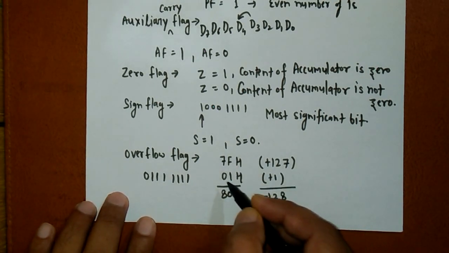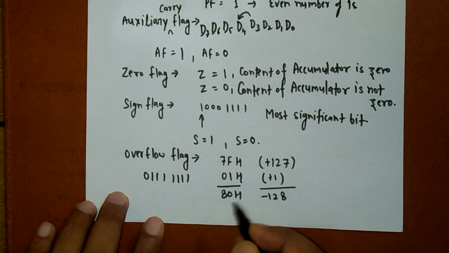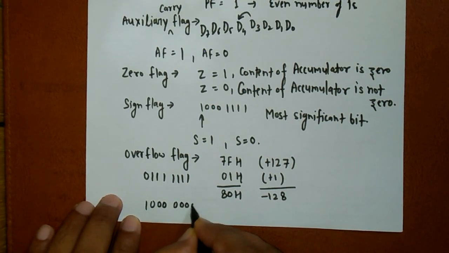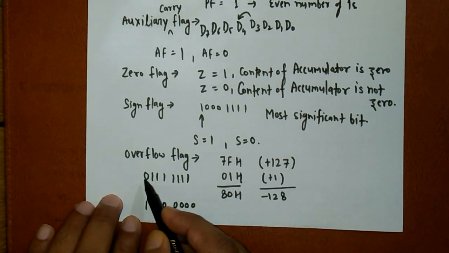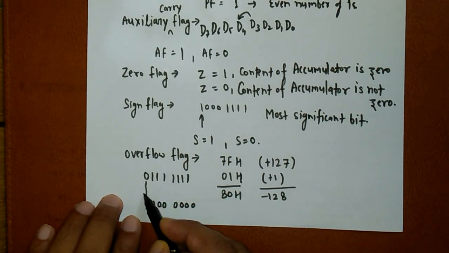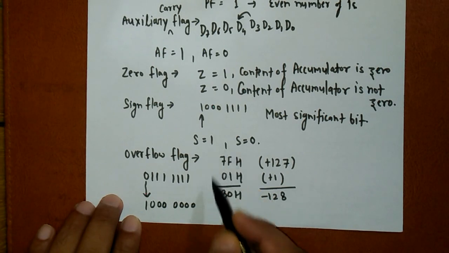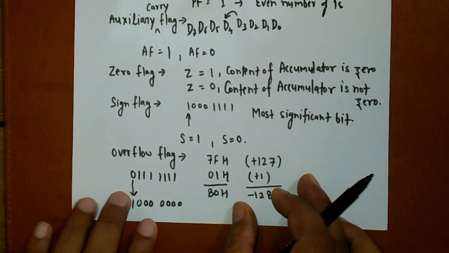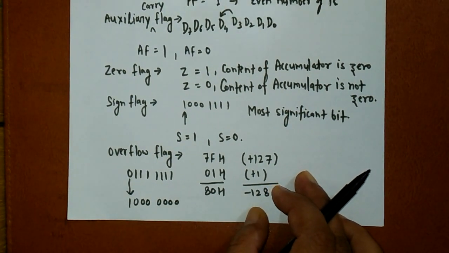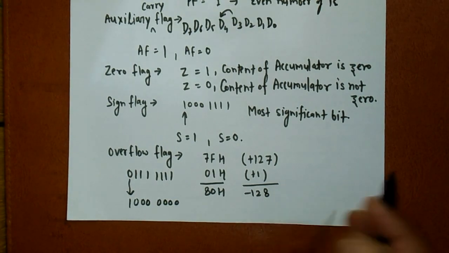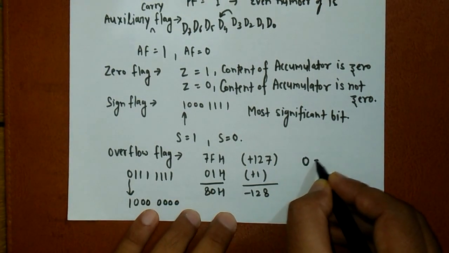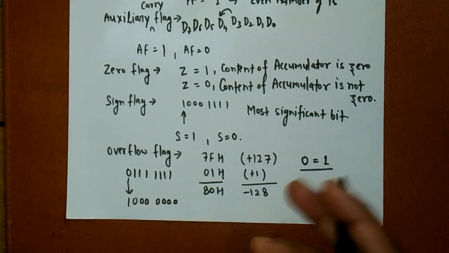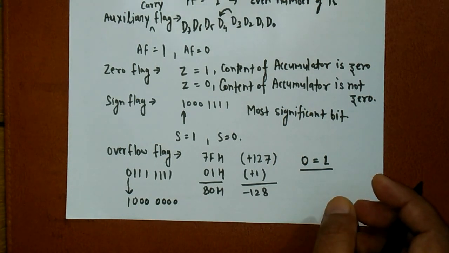If we add 7F and 01, we get 80h. And if we represent this 80h in binary form, it is written as 1000 0000. So in this case you can see that a positive number has changed to a negative number. The summation of two positive numbers can't be a negative number. This condition is represented by the overflow flag, so there will be a 1 in the overflow flag. In the case of unsigned numbers, there is no use of the overflow flag.